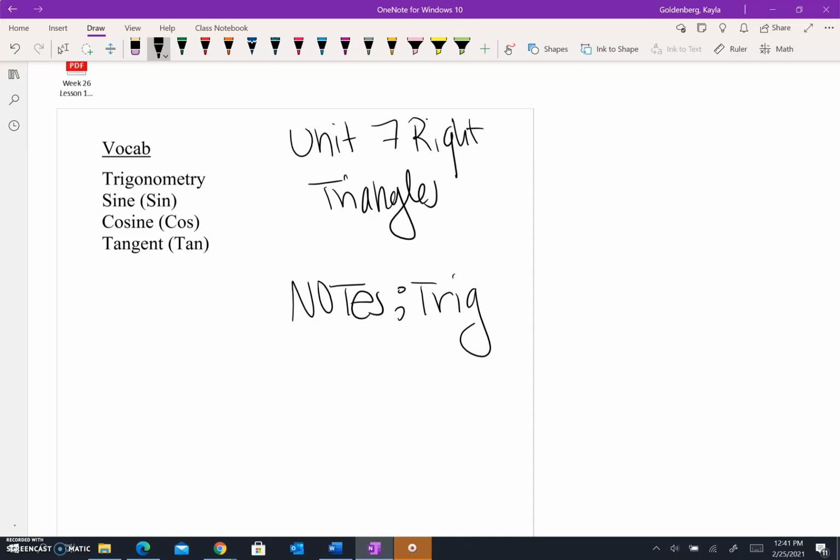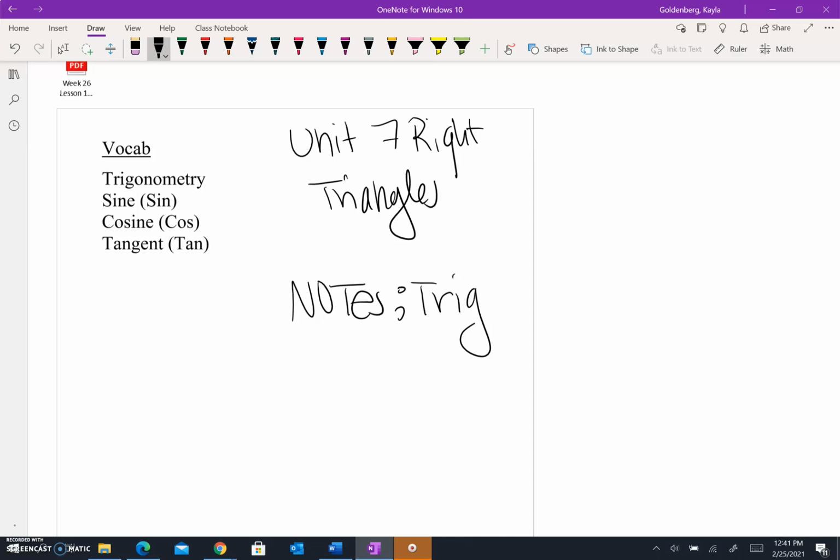We are learning about right triangles in this unit. We've learned about doing Pythagorean theorem with right triangles. We've learned about special right triangles. Now we're going to look at a really cool use, which is trig. Trig comes up with right triangles specifically.